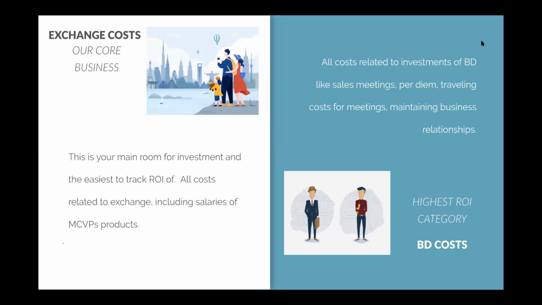And then we can move to the next part, which is the BD cost. This tends to be our highest return of investment category. These are all costs related to investment in BD. These are sales meeting per diem. Per diem is the amount of money that you give to your MCVP BD, or maybe even other MCVPs, when they're traveling for a sales meeting, for example, for their daily allowance of food, or for whatever they might need to sustain themselves while they're abroad.